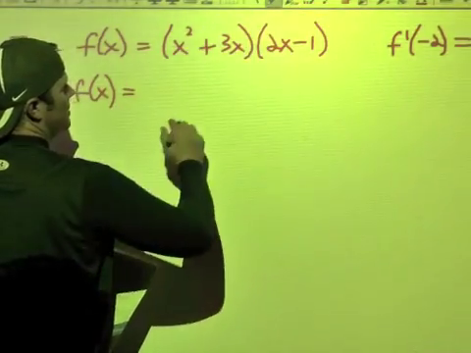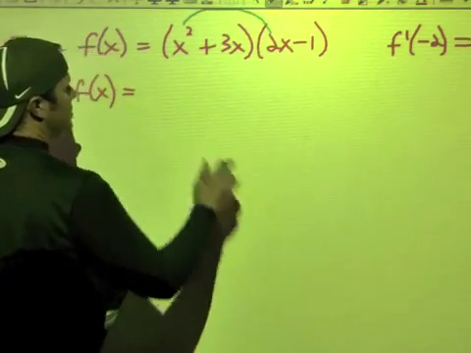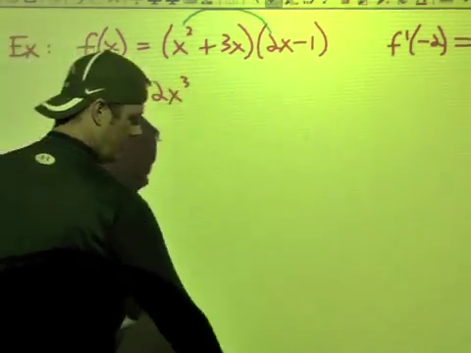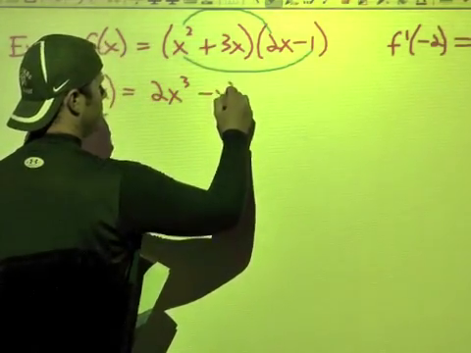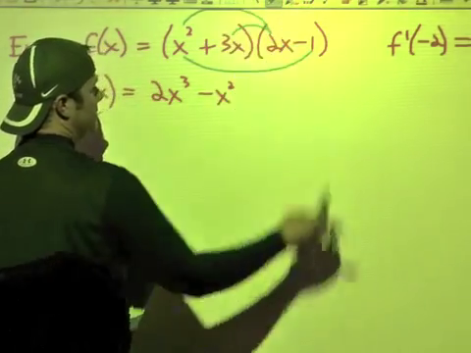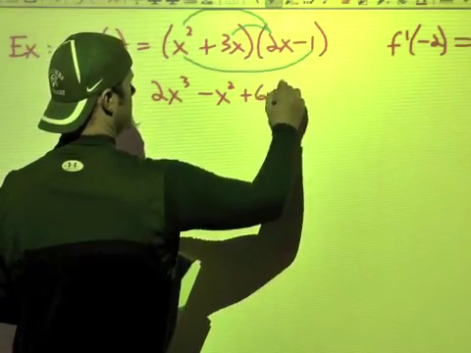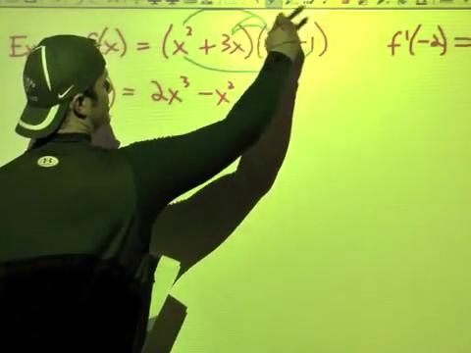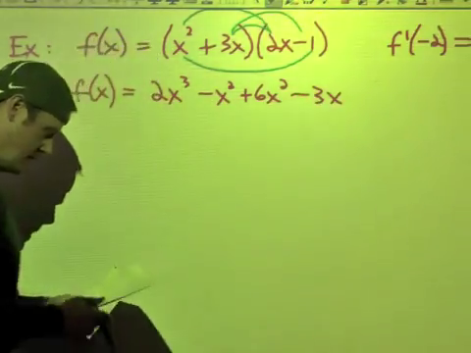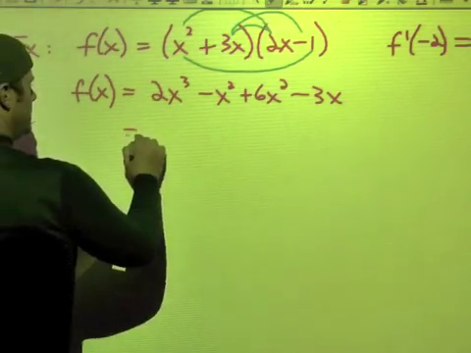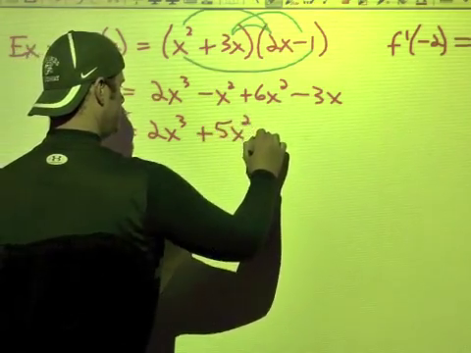So first terms multiplied together, this one times this one, it would be 2x cubed. If you do the outside, you get minus x squared. If you do the inside, it's 6x squared. And if we do the last, it's minus 3x. Okay? Combine like terms, we get 2x cubed plus 5x squared minus 3x.